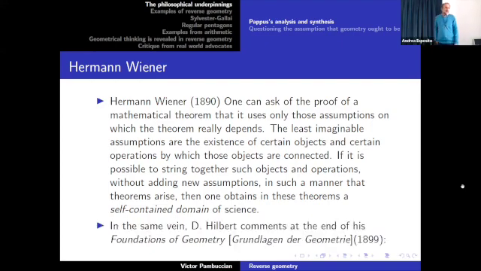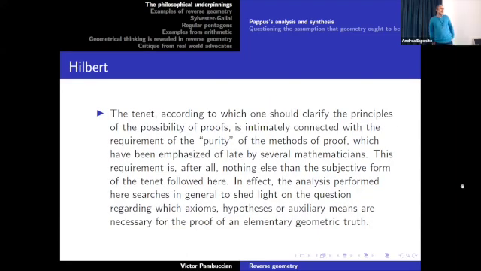In the same vein, Hilbert comments on the last page of his Grundlagen der Geometrie of 1899: the tenet according to which one should clarify the principles of the possibility of proofs is intimately connected with the requirement of the purity of the methods of proof, which have been emphasized of late by several mathematicians. This requirement is, after all, nothing else than the subjective form of the tenet followed here. In effect, the analysis performed here searches in general to shed light on the question regarding which axioms, hypotheses, or auxiliary means are necessary for the proof of an elementary geometric truth. So one would think that with such a solid endorsement, this kind of enterprise would have some future. And, well, it doesn't.